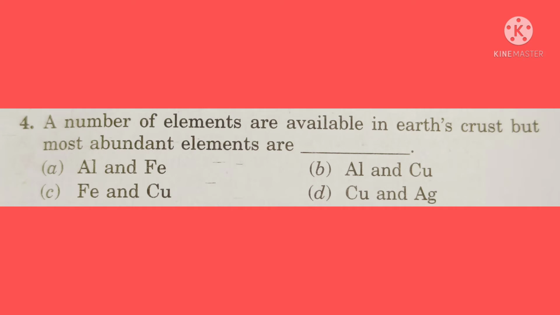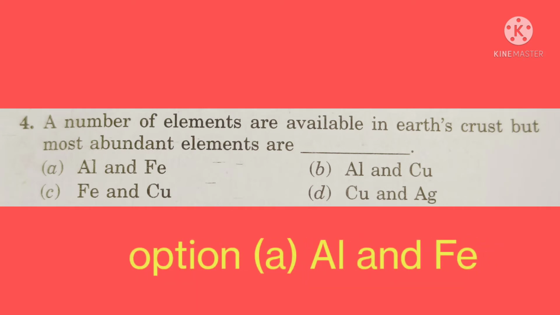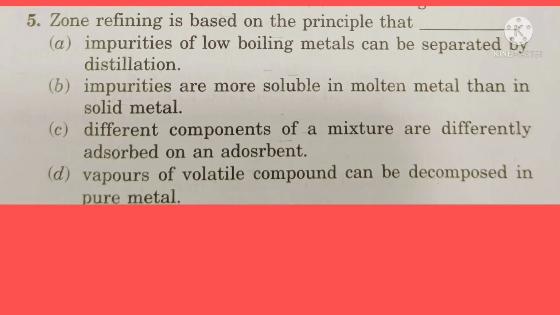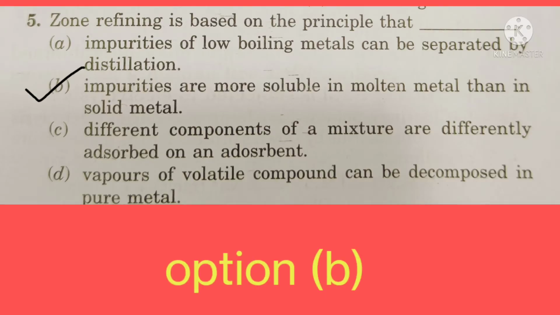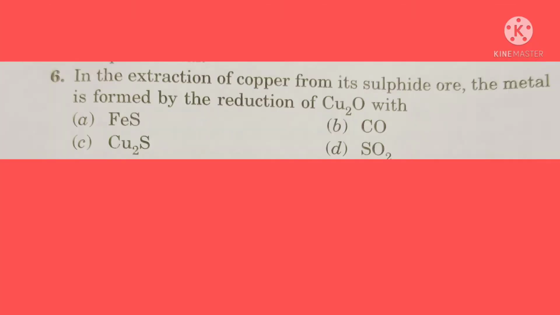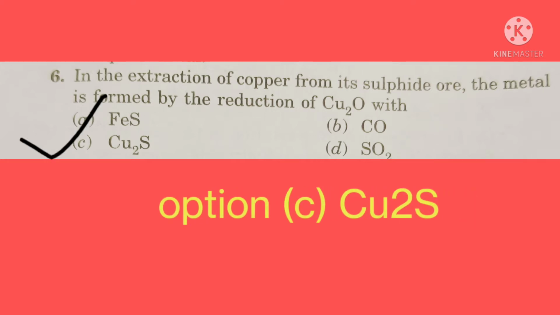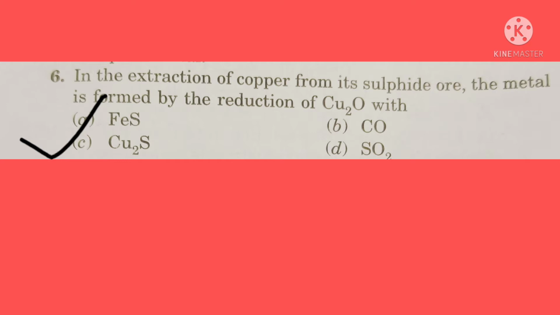A number of elements are available in Earth's crust, but most abundant elements are aluminium and iron. Zone refining is based on the principle that impurities are more soluble in the molten metal than in the solid metal. In the extraction of copper from its sulfide ore, the metal is formed by the reduction of cuprous oxide with copper sulfide.